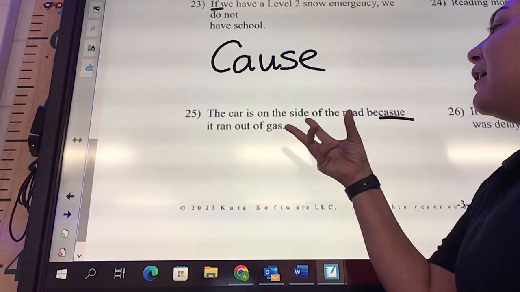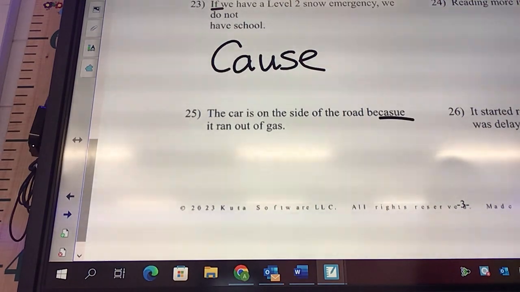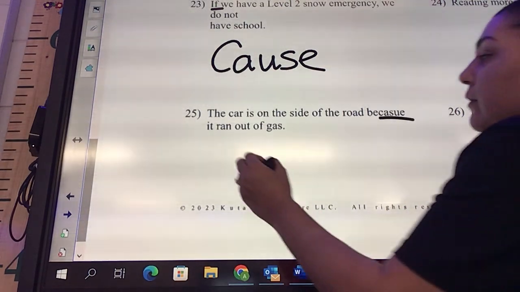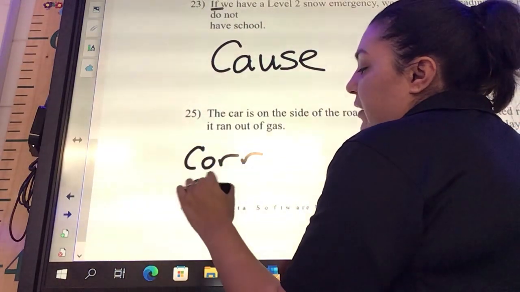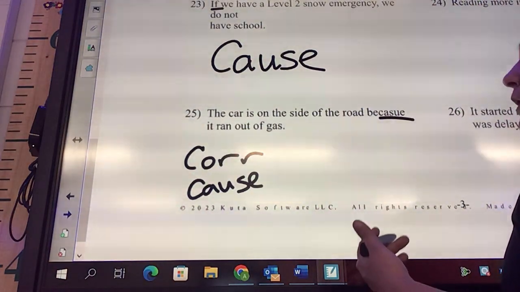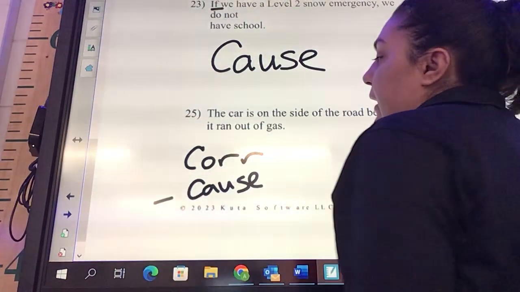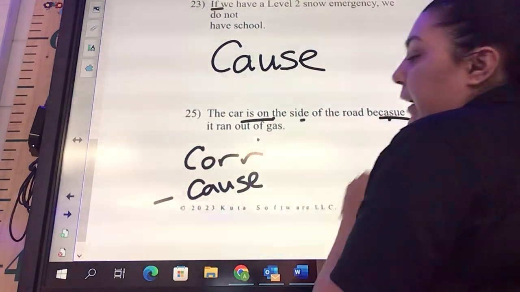Okay, so I could be on the side of the road because of that. Or I could be because I ran out of gas. Okay? So either one I would accept for this. But my initial gut says, well, that's the cause, okay? It said the car is on the side of the road because I ran out of gas, okay?